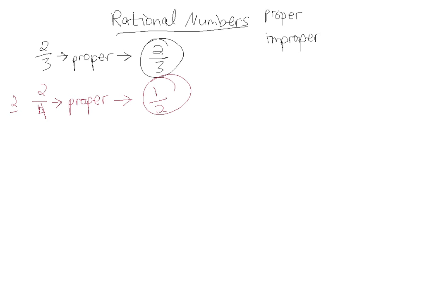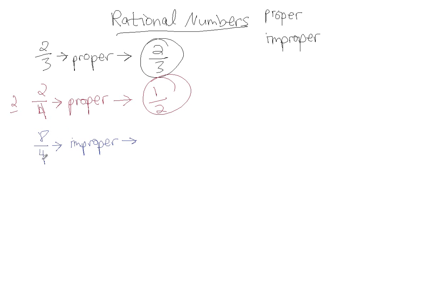Let's take the rational number 8 over 4. Now, proper or improper? Well, this is an improper fraction. The numerator is greater than the denominator. There's nothing wrong with that, it's just classified differently. So it's an improper fraction.